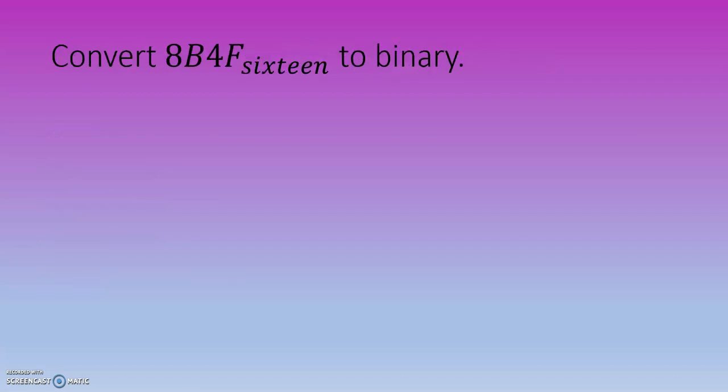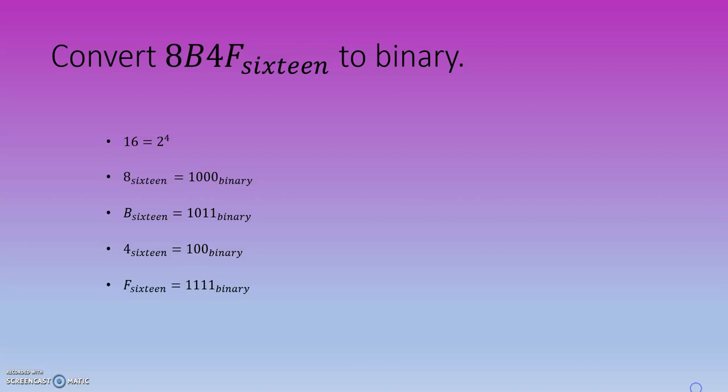We're going to convert 8B4F base 16 to binary. 16 equals 2 to the fourth. So we're going to take each item and put it into its 4-digit binary form. 8 base 16 equals 1000 binary form. B base 16 is 1011 base 2. 4 base 16 equals 0100 base 2. F base 16 equals 1111 binary form.